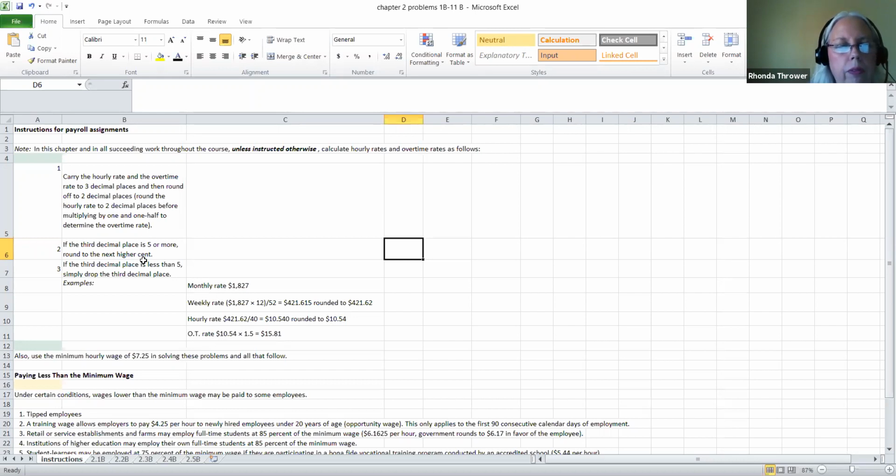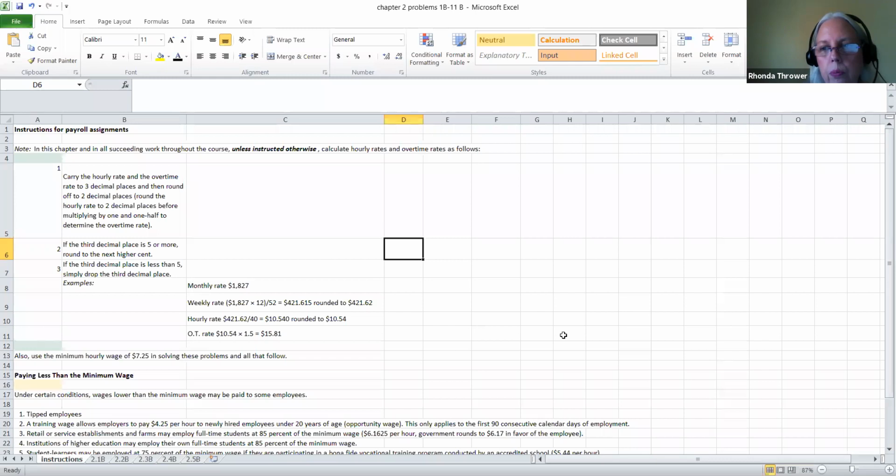So be careful of your rounding rules. I wanted to point this out to you because it's very important that you understand this before you enter your answers in Cengage. If you don't follow the rounding rules, then your amounts will be wrong in Cengage, and I don't want you to be frustrated with it. I just want to make sure that you know that these are the rules they go by for rounding in this text.